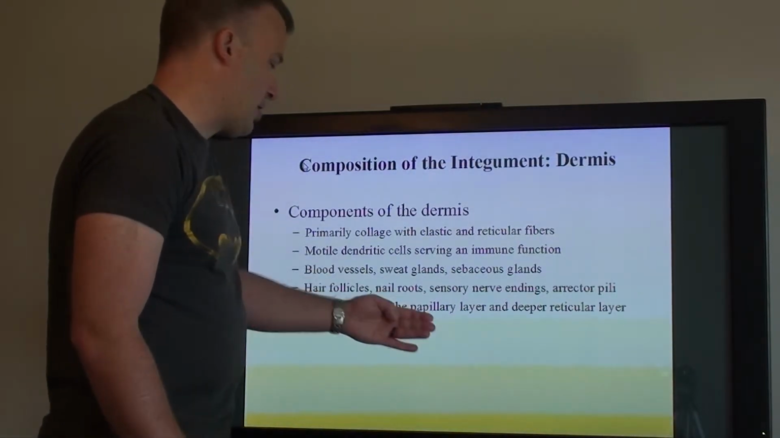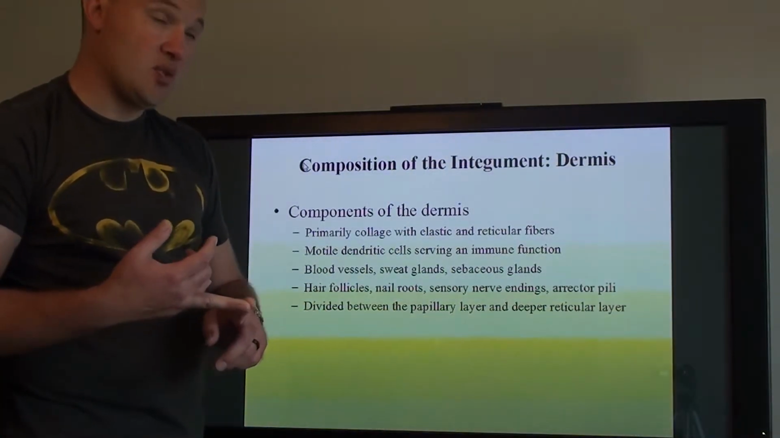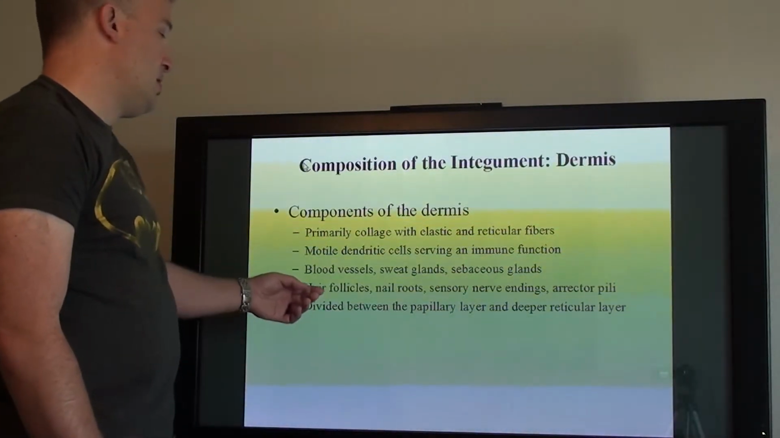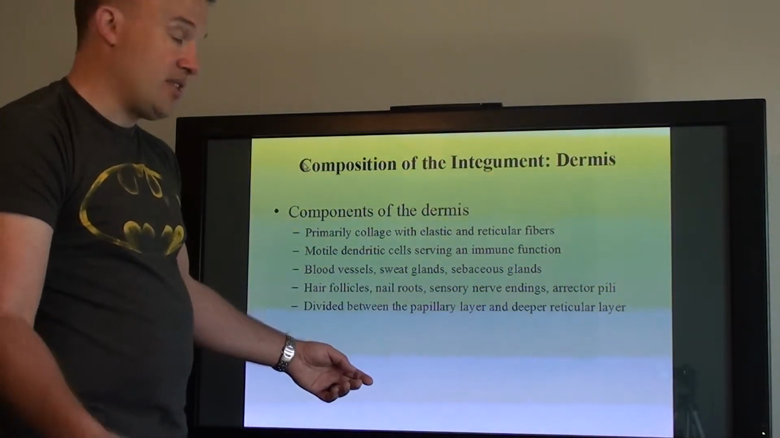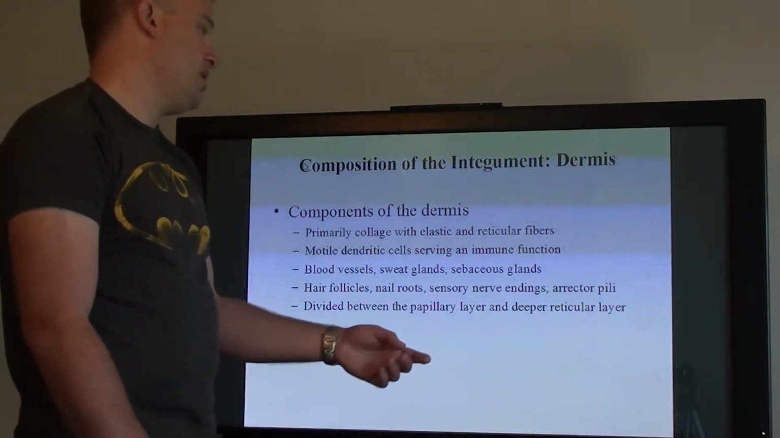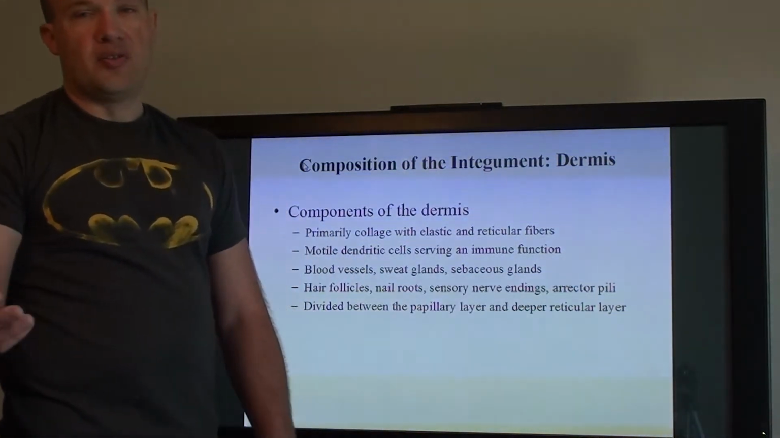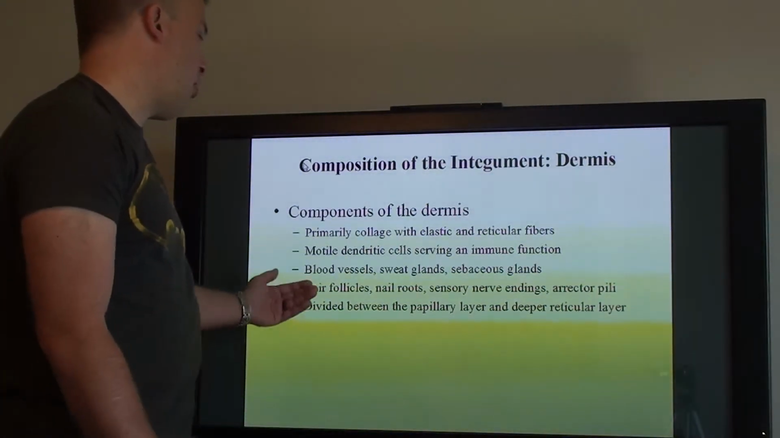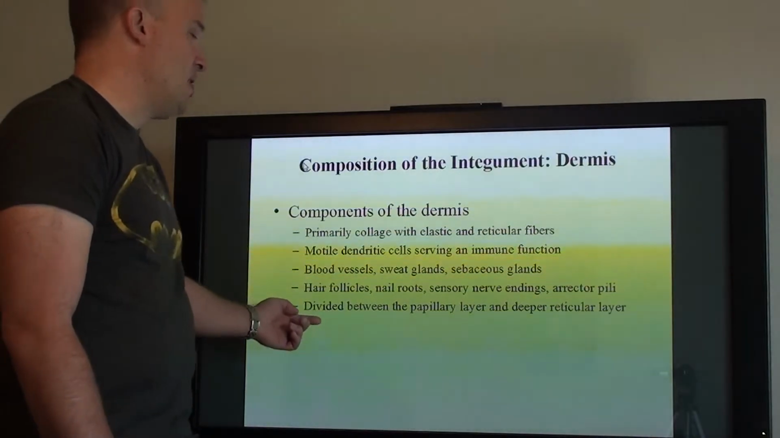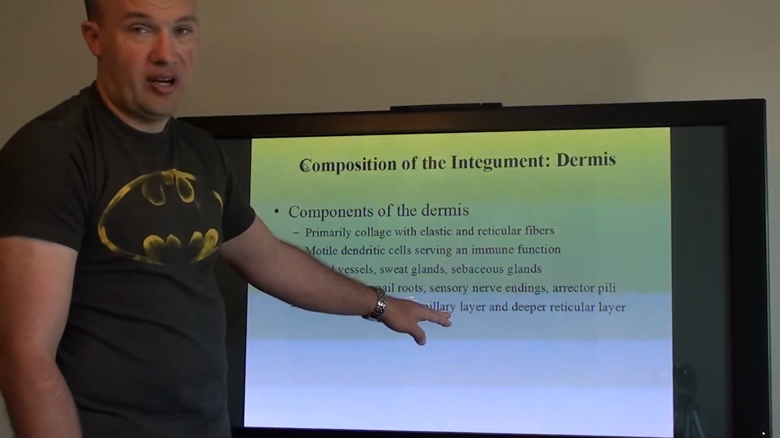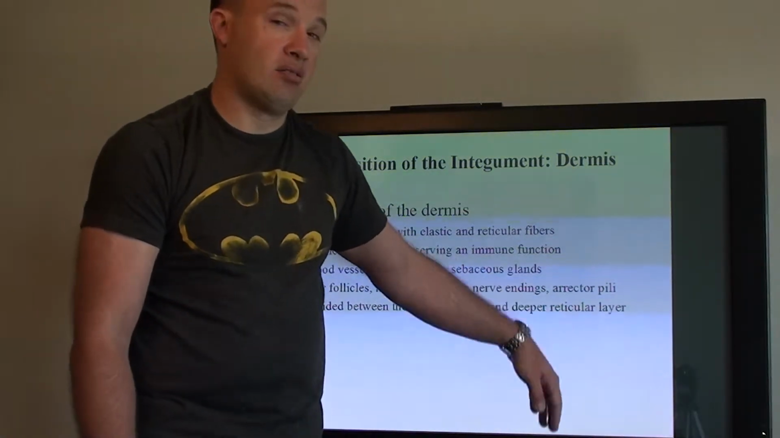Here in the dermis we can also find blood vessels, sweat glands, sebaceous glands, and again all the derivatives that are part of the integumentary system. Hair follicles, nail roots, sensory nerve endings, erector pili, those would be the muscles that make the hair stand up in the skin. All of these would be found in the dermis. The dermis is divided into two big layers. You've got the superficial papillary layer, and you've got the deeper reticular layer.